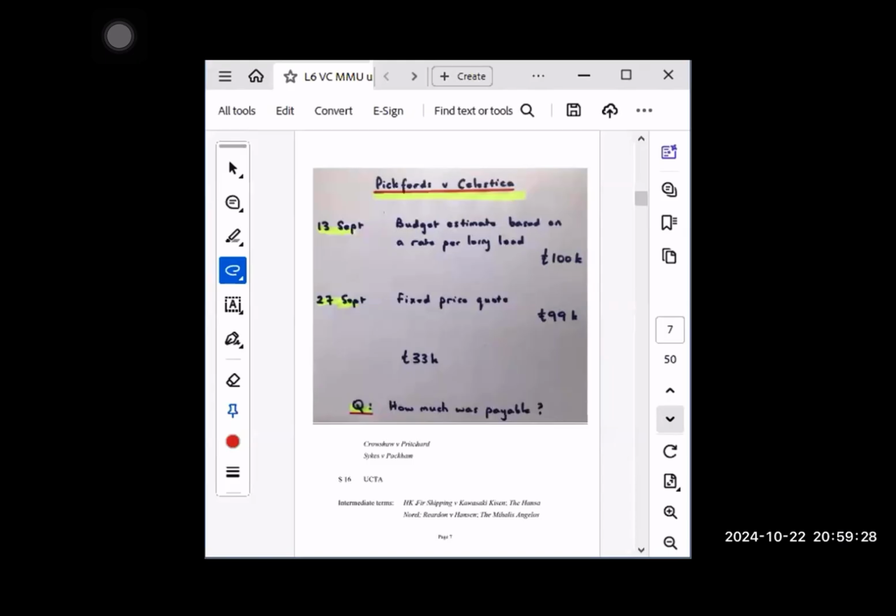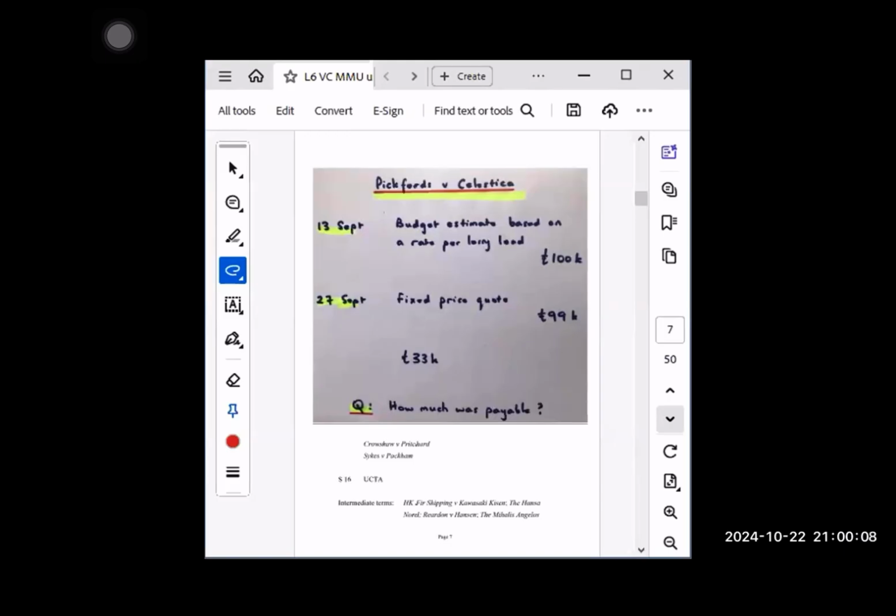Let's look at two cases and compare them. Croshaw against Pritchard. Consultants sent some drawings and specifications to builders. The builders were asked to tender for alteration work. The builders sent in a document which was headed estimate. It is our estimate to carry out the alterations in accordance with the drawings and specifications is £1,230. The consultant accepted that estimate, but then the builder refused to go ahead.